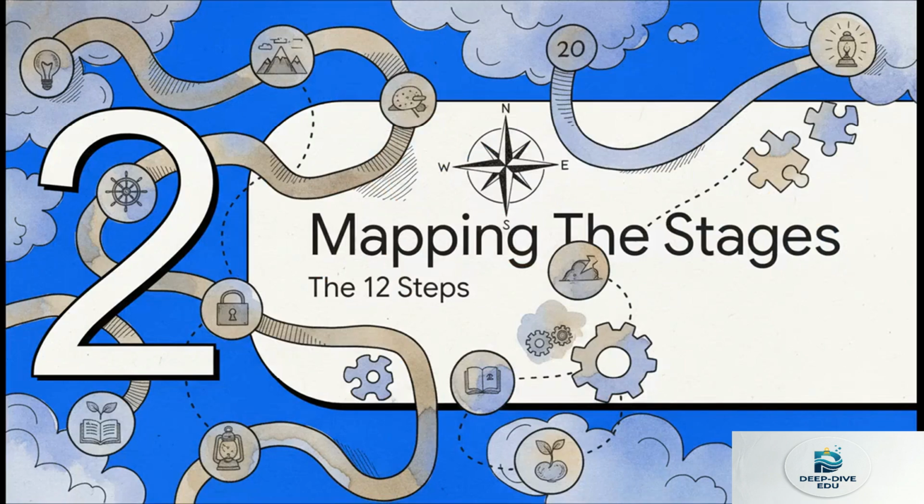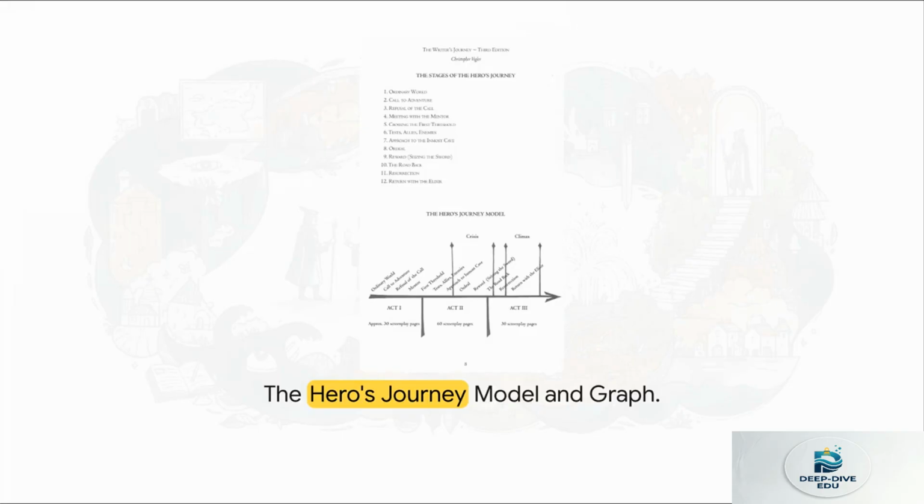Which brings us to Section 2, mapping the 12 stages. Now, keep in mind, this journey is a flexible compass. It's not some rigid cookie-cutter formula. The stages can be shuffled around, deleted, or expanded depending on what your story actually needs. But generally, it maps out across 3 distinct acts, complete with their peaks of crisis and climax.